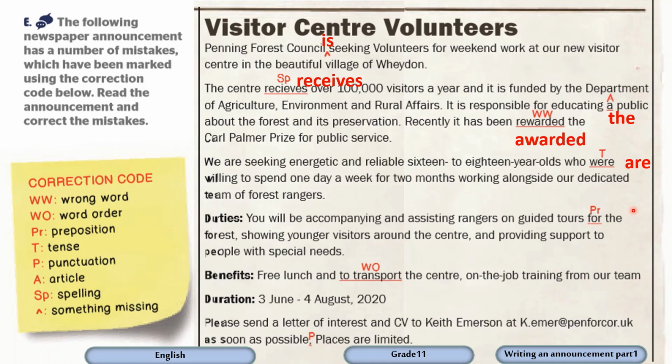Next one, we are seeking energetic and reliable 16 to 18-year-old who are. This is the problem with the tense. Next one, PR, which is the preposition, sorry. It will be accompanying and assisting rangers on guided tours the forest, in the forest. WO is a problem in the word order. Free lunch and to transport. And the transfer to the center. And here, finally, please send a letter of interest and CV to Kate Emerson as soon as possible. This is a comma, places are limited, so the answer here, it should be a full stop.